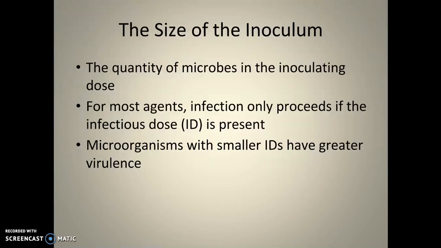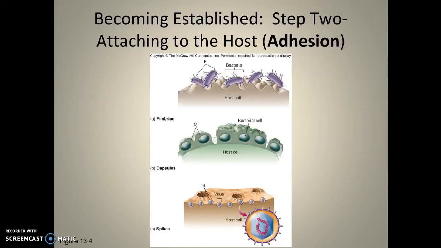Right. Now, the next is the size of the inoculum. So really, how much of the bacteria are you exposed to? For every different type of bacteria, in order for it to cause an infection, we have something called the infectious dose. Only if you are exposed to a certain number of bacteria are you going to establish infection. And things that have a smaller infectious dose are considered to be more virulent because it takes less of them to do damage or to establish the infection. All right, so that's portal of entry, sort of like gaining access.